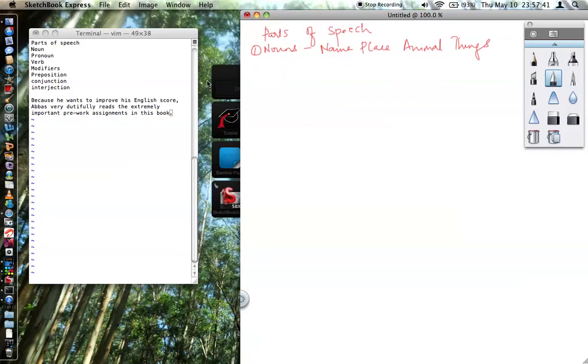Let's try to identify the nouns in this sentence: because he wants to improve his English score, Abbas very dutifully reads the extremely important pre-work assignments in the school book. So, the nouns would be Abbas, assignments, book, etc.